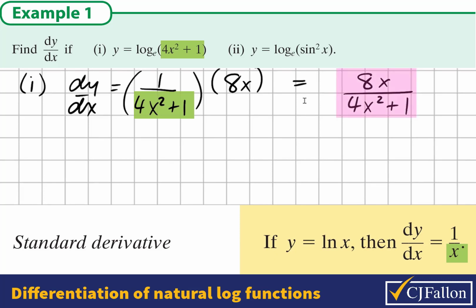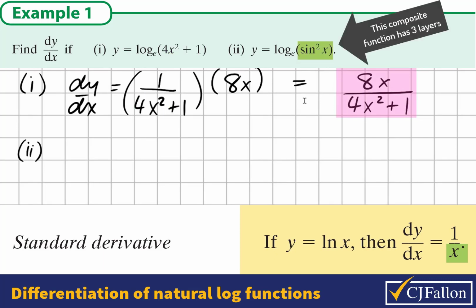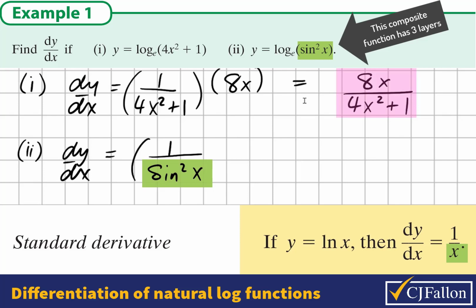In example 2, we have a composite function again with 3 levels to it. There is the natural log, there is the square, and there is the sine x. The inside layer is the sine x, the next layer is the squared, and then the natural log is the outside layer. So the derivative of the outside, the natural log of sine squared x, will be 1 over sine squared x.